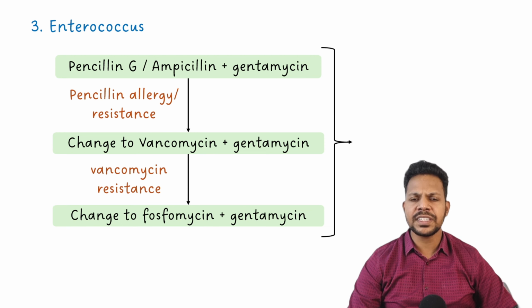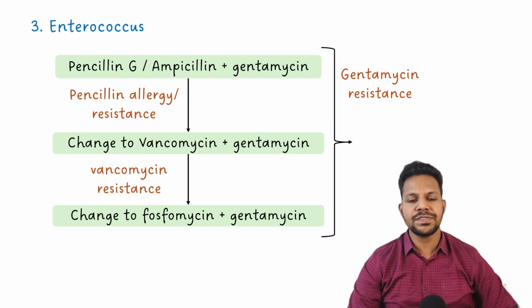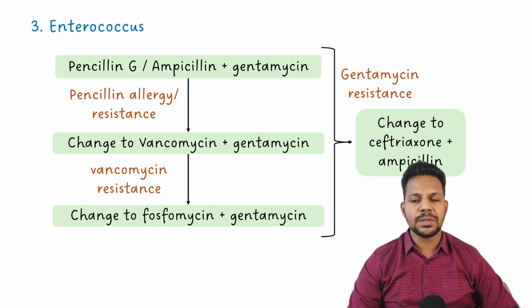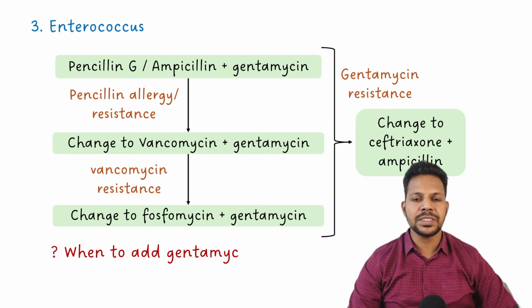What if the patient has gentamicin resistance? Then you can give ampicillin plus ceftriaxone. So ampicillin and ceftriaxone together has the synergistic effect. That is why these two drugs are used together when the patient is having gentamicin resistance. And when to add gentamicin? Remember, we should add gentamicin in all the cases unless the patient is having resistance.